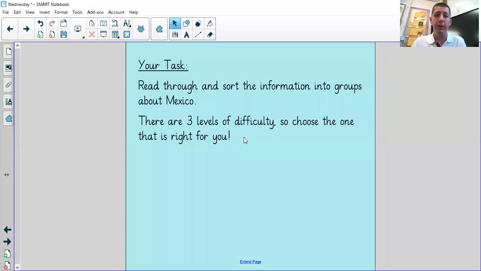Now for your task today, I'm going to show you some information, and I want you to see if you can put that information into appropriate groups all about Mexico. There are 3 levels of difficulty, so I'd like you to choose the one that's right for you. So there's an easy, a medium, and a challenge. If you want to have a go at the challenge one and you find it too difficult, then maybe you can have a look at the medium one or even the easy one. There's no shame in doing the easy work, but there is shame in doing work that's too easy for you. So please make sure you choose something that's right for you.